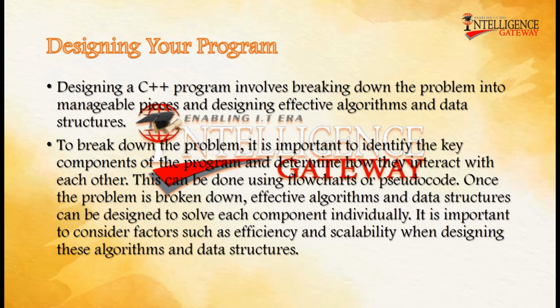Designing your program. Designing a C++ program involves breaking down the problem into manageable pieces and designing effective algorithms and data structures. To break down the problem, it is important to identify the key components of the program and determine how they interact with each other. This can be done using flowcharts or pseudocode. Once the problem is broken down, effective algorithms and data structures can be designed to solve each component individually. It is important to consider factors such as efficiency and scalability when designing these algorithms and data structures.